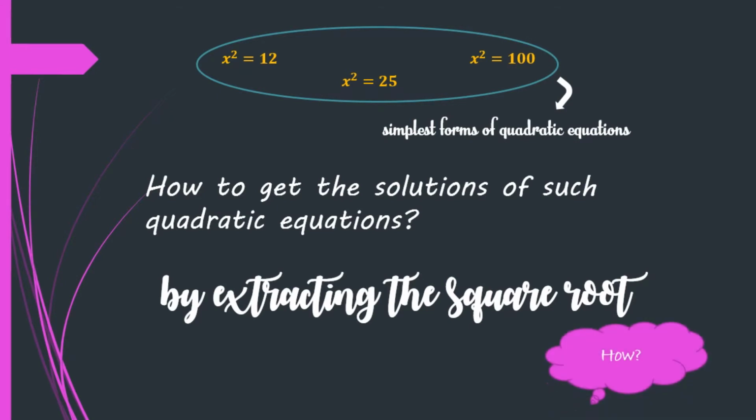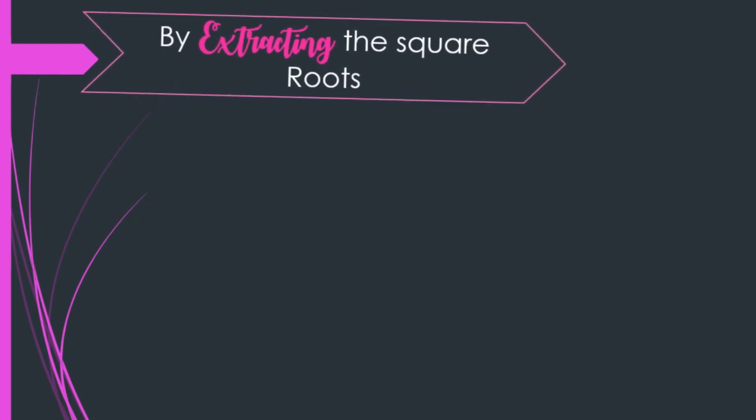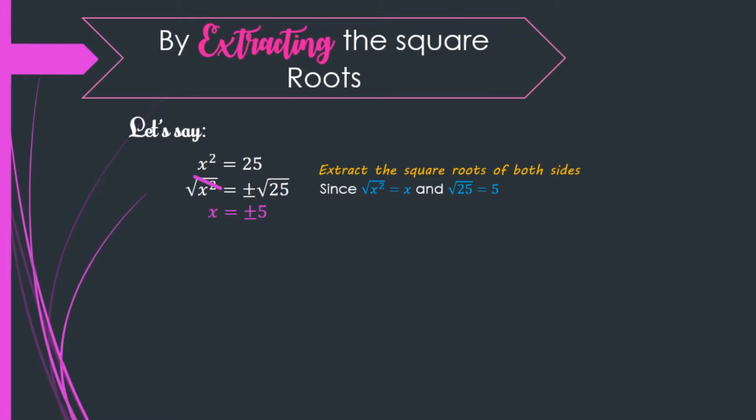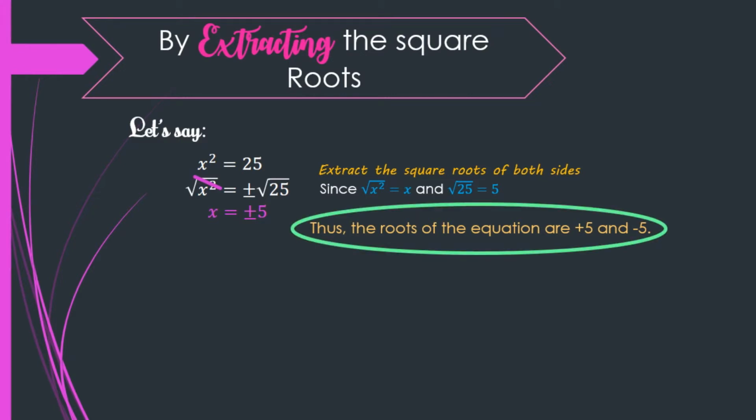How is this done? By extracting the square roots, let's say x squared is equal to 25. The first step is to extract the square roots of both sides. So we have square root of x squared is equal to positive negative square root of 25. Since square root of x squared is equal to x and square root of 25 is equal to 5, we now have x is equal to positive negative 5. So the roots of the equation x squared is equal to 25 are positive 5 and negative 5. Easy, isn't it? Let's have our next example.